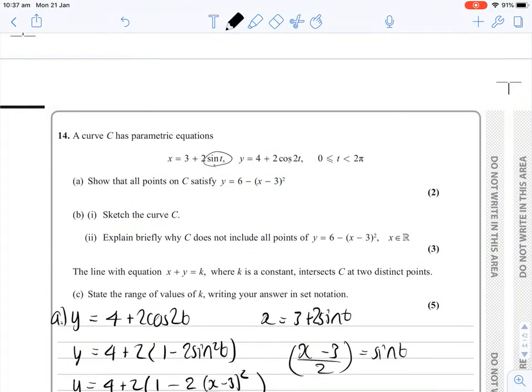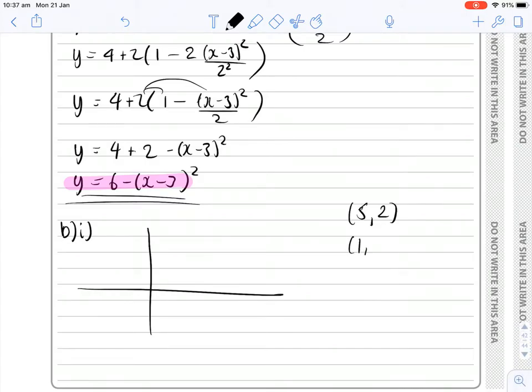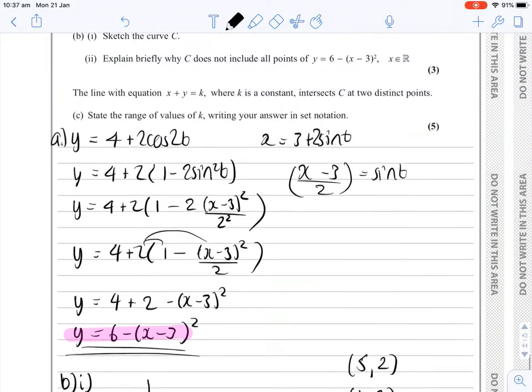We're going to have a minimum value of x when sine t is minus 1, so that is going to be when x is 1. And so if x is 1, we've got 1 minus 3 is minus 2, and so minus 2 squared is positive 4, and so we're going to have 1, 2 there, so we're going to have that value and that value, so we've got 1, 2, and we've got 5, 2.